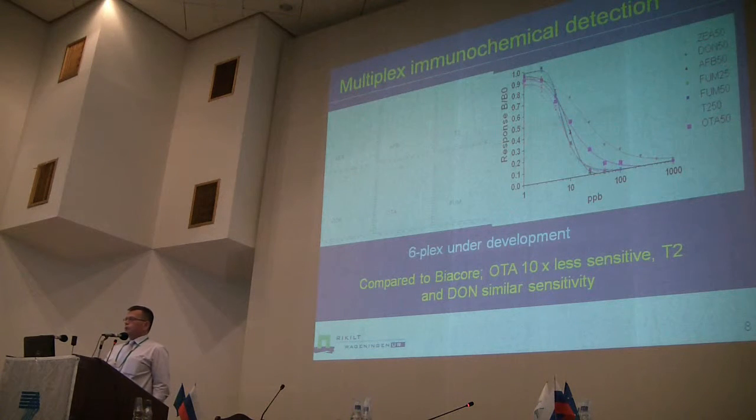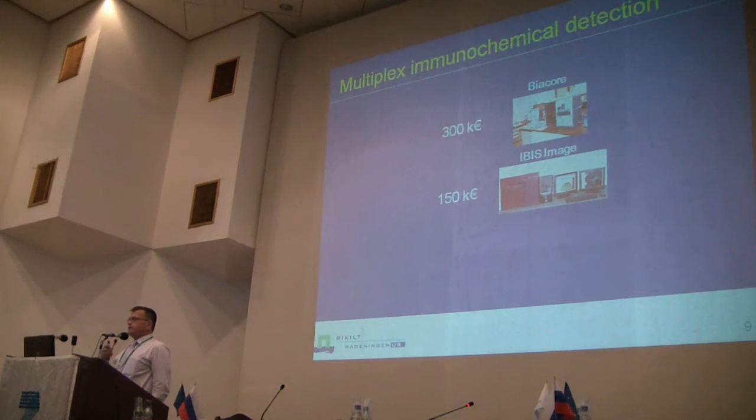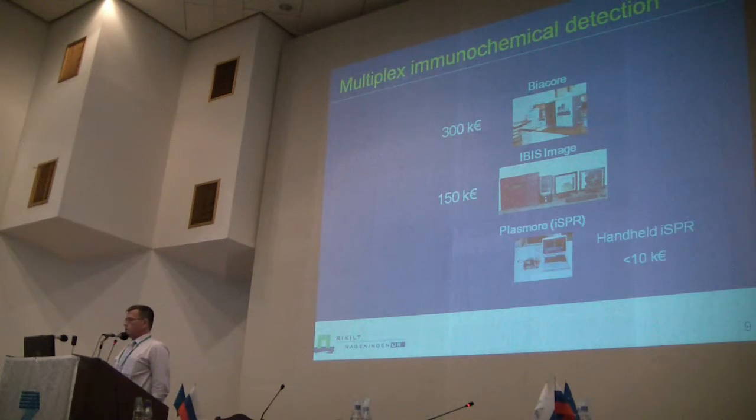When you compare this to the Biacore, you can see that for the OTA, this machine is less sensitive, although we use the same antibody, and for T2 and DON we obtain similar sensitivity. These are pricey machines. 300,000 euros is a lot of money, and even the Iris image is still a lot of money. Too much for the food industry. So there is something else going on.